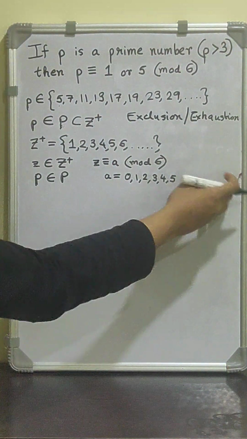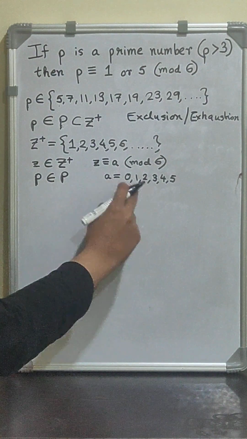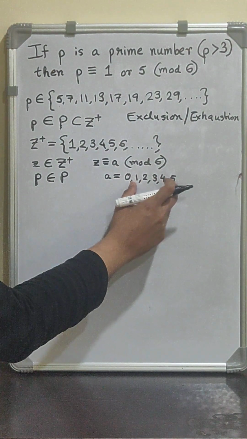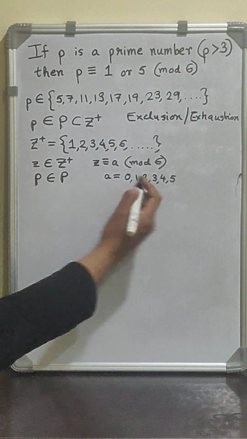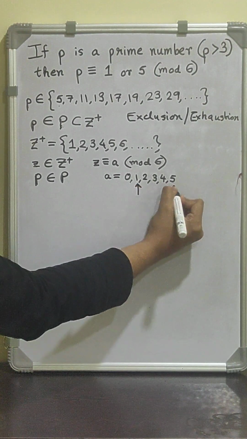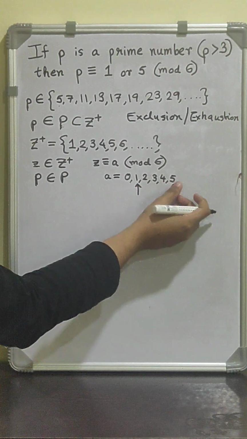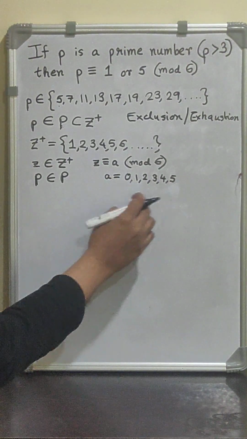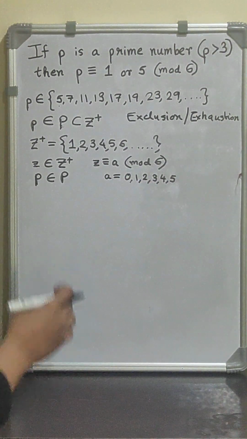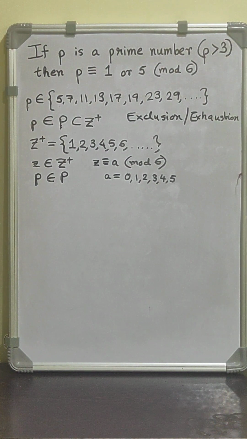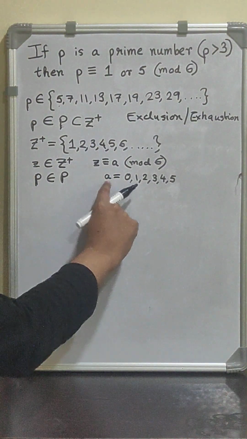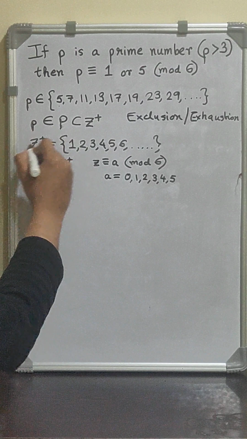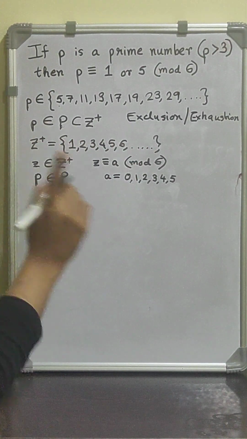Nothing else, because now of these remainders, we are saying that if z is prime, then you can only have these two remainders and nothing else. So that's what basically we have to prove. If you have any other remainder, it's not prime.